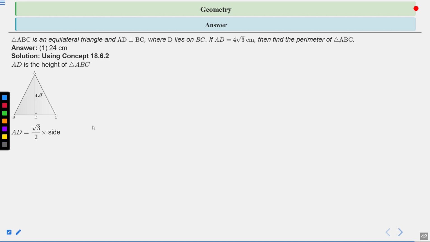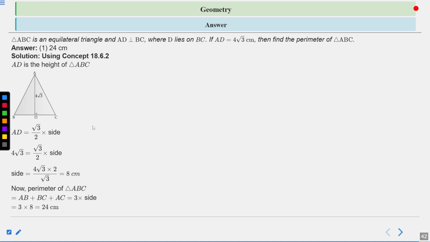So we can calculate the side. We know that in an equilateral triangle AD becomes root 3 by 2 into side. So 4 root 3 equals root 3 by 2 into side, so the side is 4 root 3 into 2 by root 3, which equals 8 centimeter. Now the perimeter of triangle ABC will become AB + BC + CA, which is 3 into side. We have the length of the side, which is 8. So 8 into 3 becomes 24 centimeter. So the first one is the correct answer of this question. Thank you.